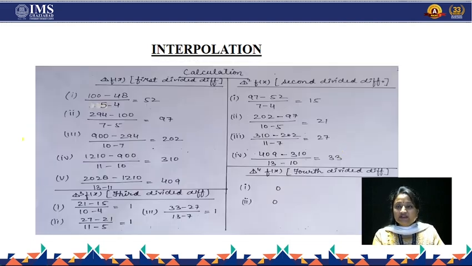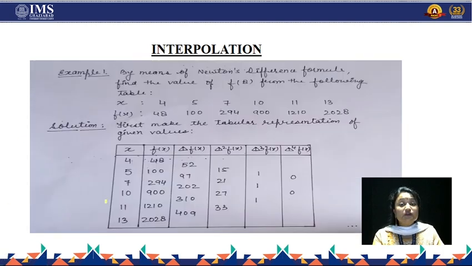Okay, so now move on to the second part, and that is a numerical problem. With the help of this numerical problem, you can easily understand the concept behind the process. First of all, let's read the example. By means of Newton's divided difference formula, find the value of f(8) from the following table. We have the values of x and the values of f(x) with respect to x. The values of x are 4, 5, 7, 10, 11 and 13.